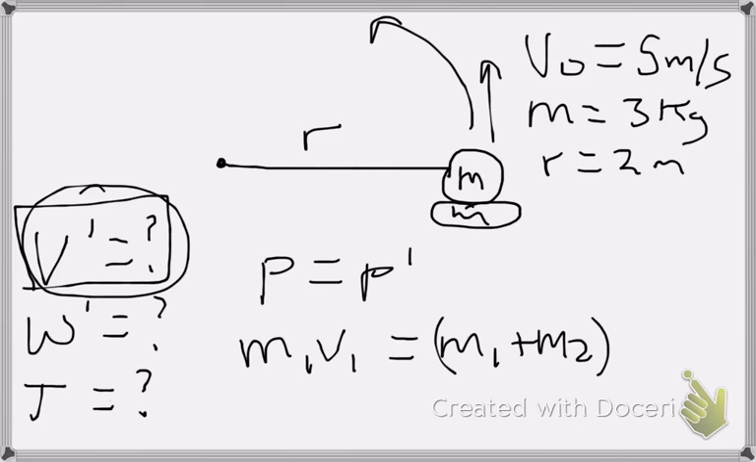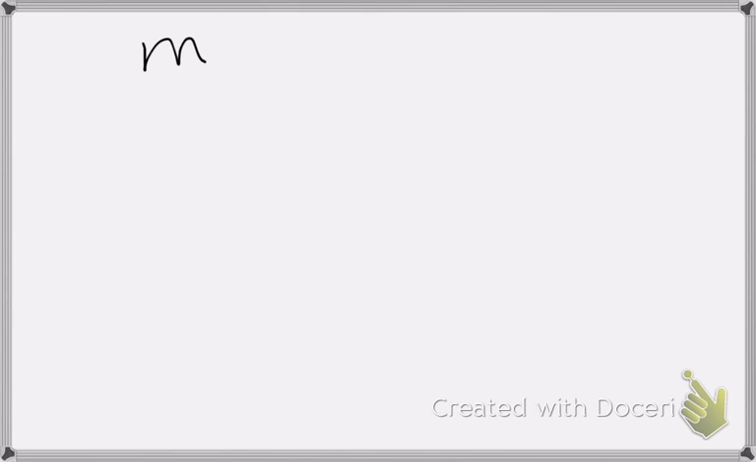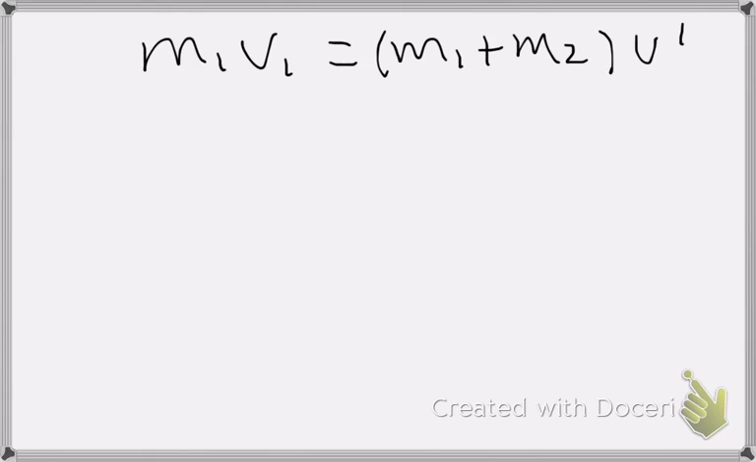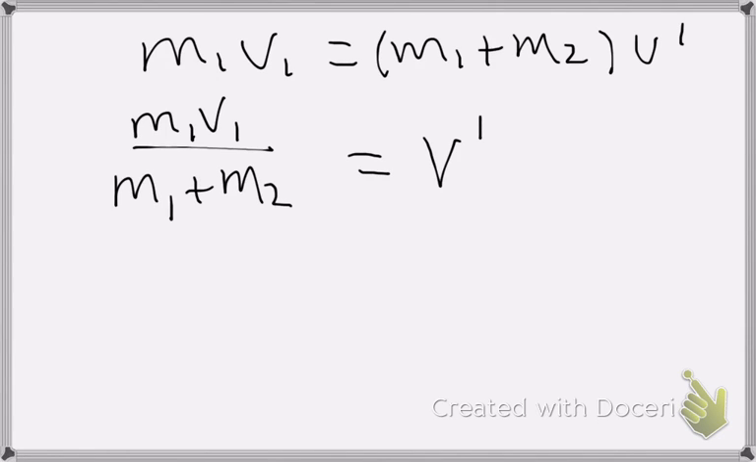Then they move together as one big object. So I need to add them together. And then that is moving at a final velocity. Now, well, this is a no-brainer. We just have to solve this for V prime, and we're done. And I know all the masses. They're all the same. And I know the initial velocity, so this is easy.